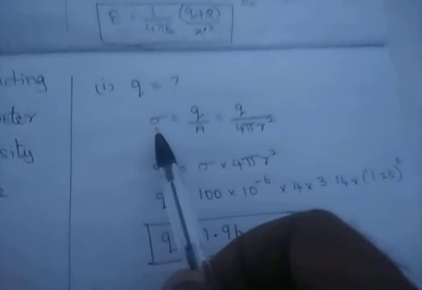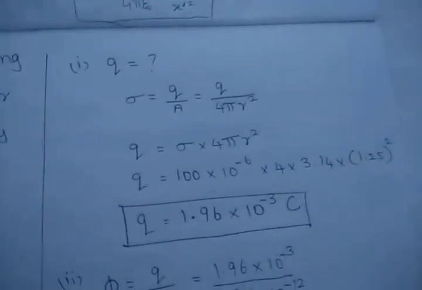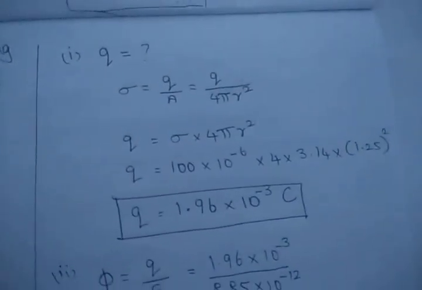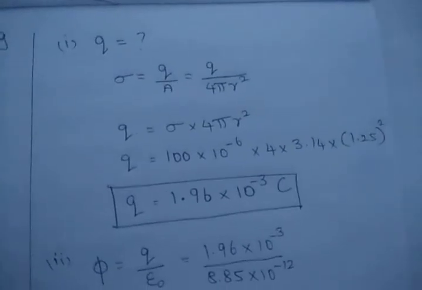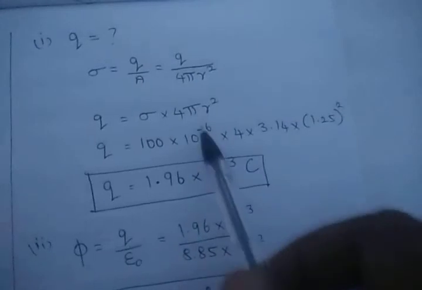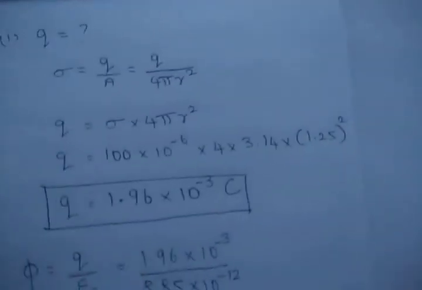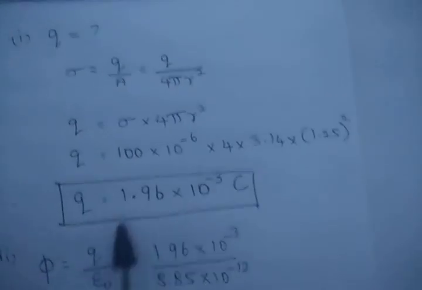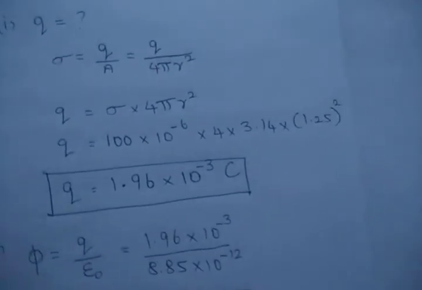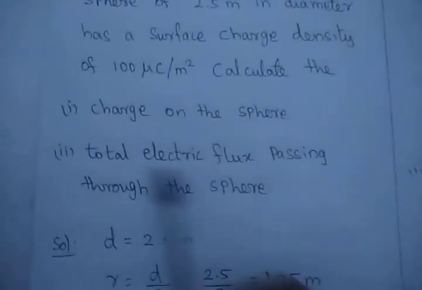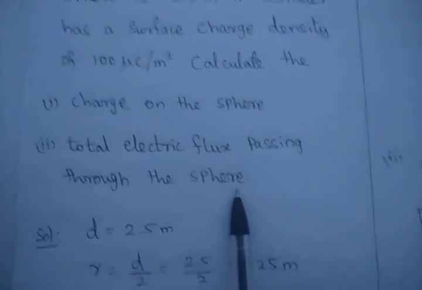What is the first question? What is the net charge on the sphere? By knowing the formula, sigma is equal to Q by A, that is Q by 4 pi r squared. So Q is equal to sigma into area, 4 pi r squared. The sigma value is 100 into 10 power minus 6, and 4 pi and r value 1.25 the whole squared. By substituting, we get the answer Q is equal to 1.96 into 10 power minus 3 coulomb. And the last subdivision is the total electric flux passing through the sphere.